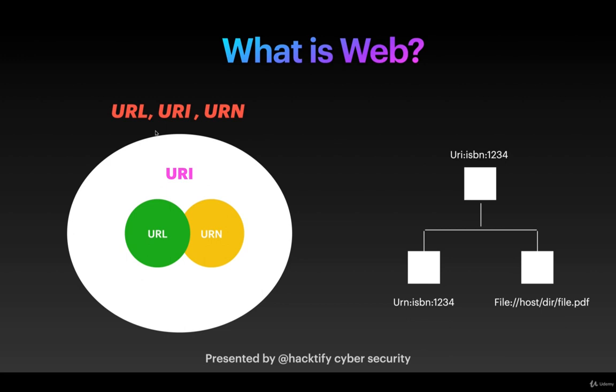So if you look at the right-hand side, we're going to take an example of a book. Any book contains an ISBN number. For instance, let's say there is a book which contains the ISBN number 1234. You can identify that book based on the ISBN number, but it actually does not give you the exact identification. For instance, let me take an example of my name.